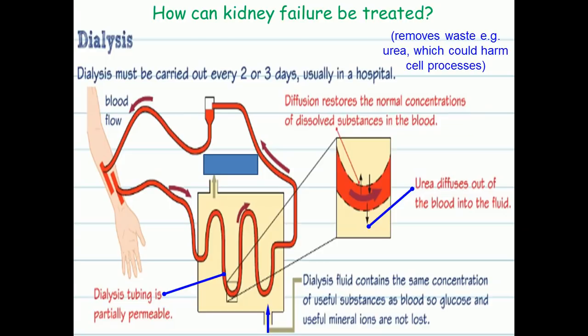And when it does that, realistically, because of diffusion, you're restoring the normal concentration of dissolved substances in the blood. You're removing the urea, but you're keeping the amount of glucose and useful minerals the same. And then the dialysis fluid is removed out of the machine, which should now contain the urea, which is, remember, excess amino acids broken down by the liver.